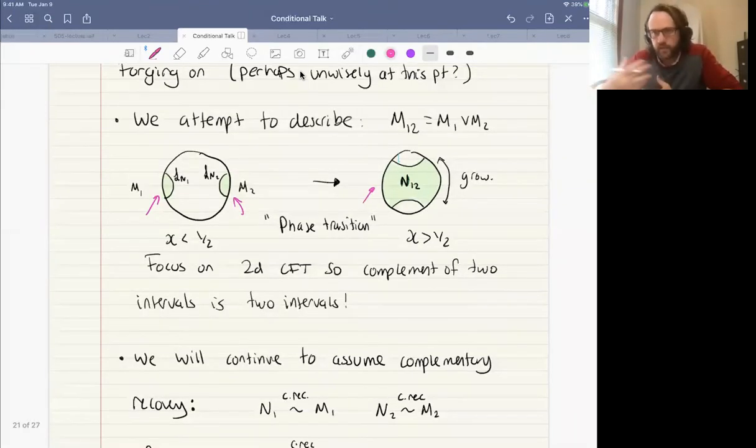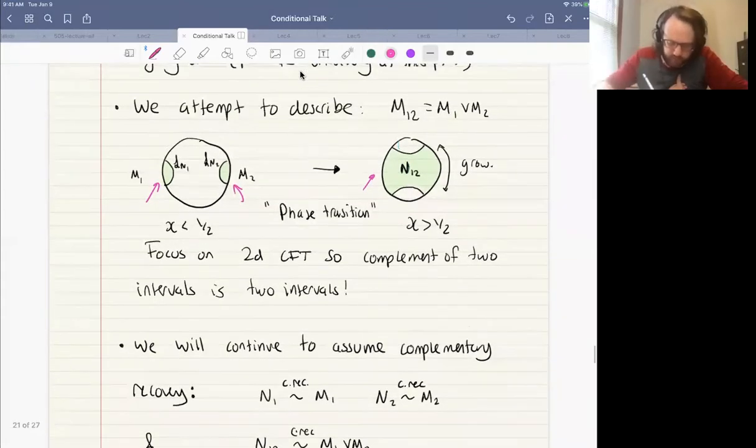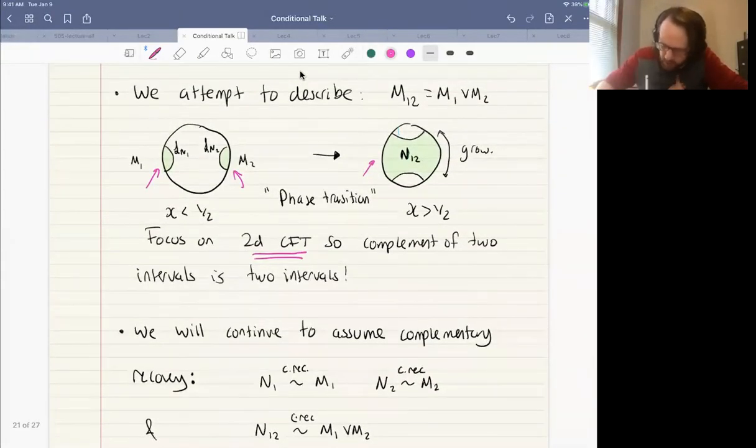And the pictures I'm drawing are for a 2D CFT, and that's really the case that I'm going to think about now. In that case, this is a phase transition that happens when the cross ratio of the boundary points, which is just some number between 0 and 1, has a phase transition at 1/2. If I focus on this two-dimensional CFT case, then a nice property is that if I take the complement of these two intervals, then I get two intervals again. So this is also two intervals. This is two intervals.